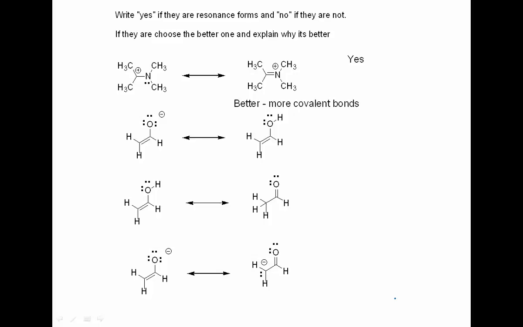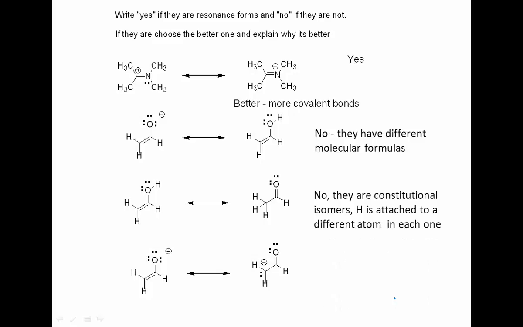If we look at the next one, we would probably say no, they can't be resonance forms. They don't even have the same formula. They don't have the same charge. It's easy to exclude these as being resonance forms. They have different molecular formulas and obviously different connectivity. The next one is one that we're going to find in the second half of the class. It's a very important type of interconversion. But are they resonance forms? Well, no, they're constitutional isomers. Hydrogen is attached to a different atom in each one.